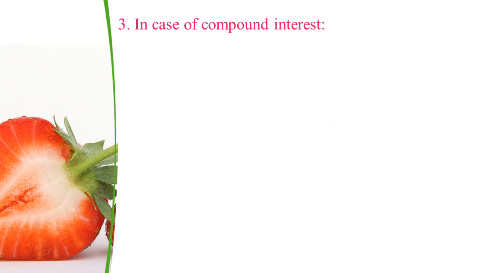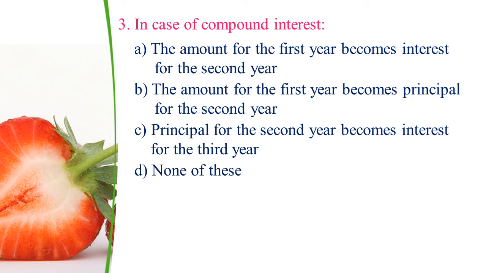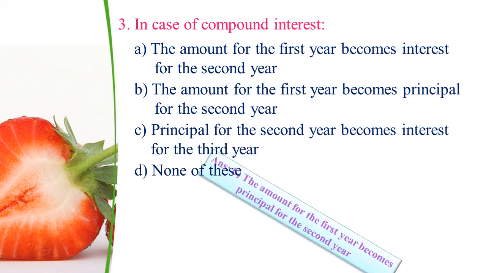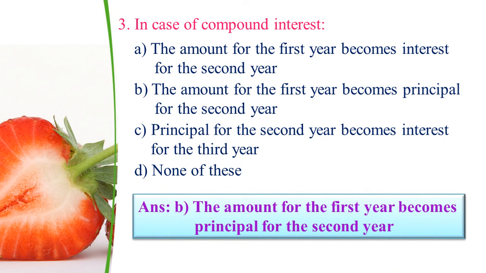Third question, in case of compound interest, option A, the amount for the first year becomes interest for the second year. Option B, the amount for the first year becomes principal for the second year. Option C, principal for the second year becomes interest for the third year. Option D, none of this. Which is correct answer? Yes, good. Option B, the amount for the first year becomes principal for the second year.